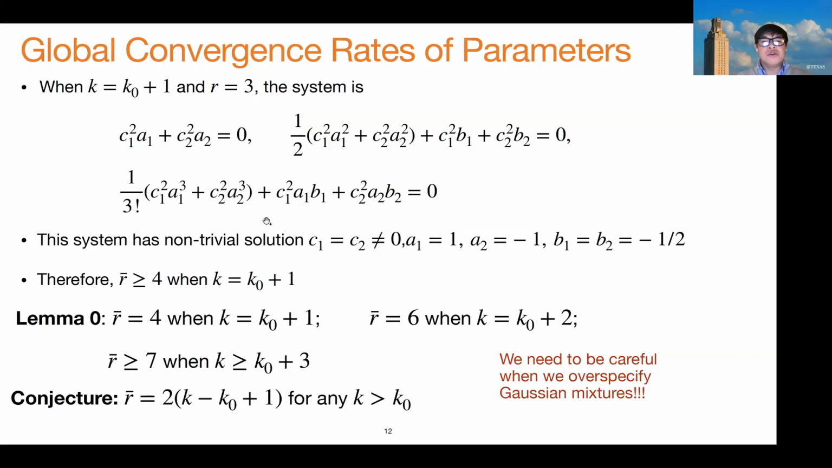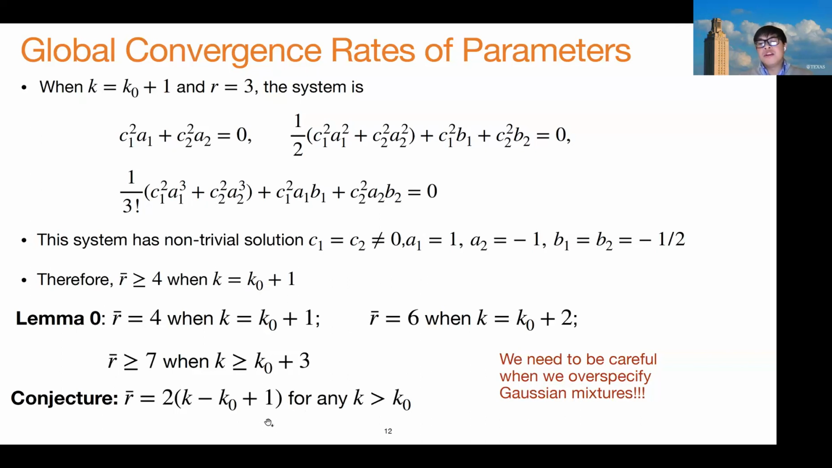Here I also give examples of that system. We can demonstrate that R bar is four when we have one extra component, R bar is six when we have two extra components, and then the value becomes very large when we have more than three components. And our conjecture is that the value of R bar is two times the amount by which we over-specify the Gaussian mixture models.